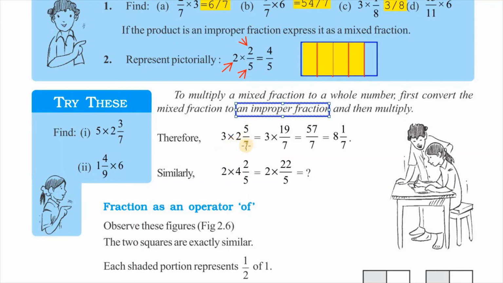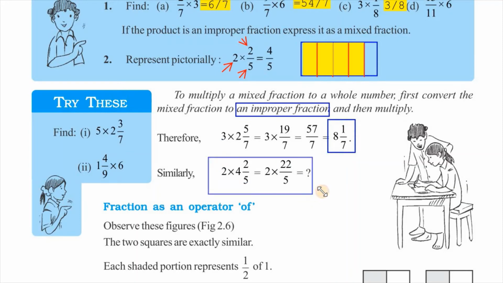3 into 2 5 by 7. To multiply this, first convert 2 5 by 7 into an improper fraction. 7 2s are 14 plus 5 is equal to 19. Copy down the denominator. 19 by 7 into 3. So the answer is 57 by 7. Then if needed, it can be converted back into a mixed fraction.